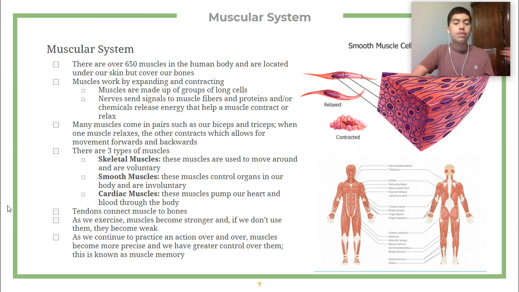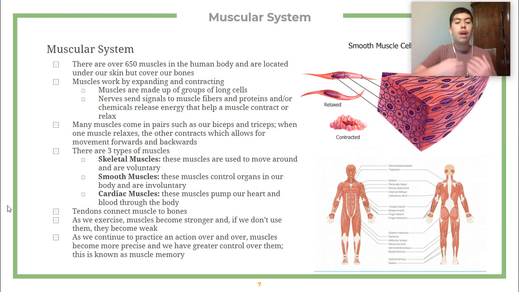And then tendons, as we said before, connect muscle to bone. As we exercise, muscles become stronger, and if we don't use them, they become very weak. So this is why it's important in a very balanced lifestyle that we always go outside and use our muscles, because if we're sitting all the time, our muscles will become very, very weak. So this is why we should exercise them. We don't have to always lift weights. You can do things like play sports, walk around, whatever you do, just make sure those muscles are healthy.